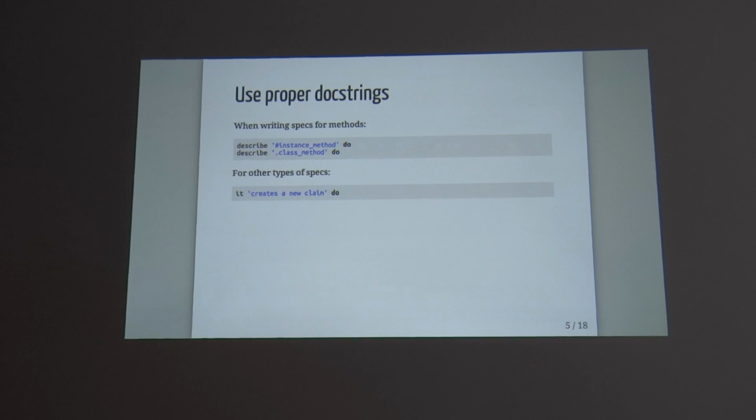So when you write specs for a model, there's a convention to use a describe, and in the doc string use a hash and the name of the method that you describe if it's an instance method. And for class methods, you use a dot. And for other type of specs, basically a decent description what this spec does is really nice to have. It's again the same example. It creates a new claim.